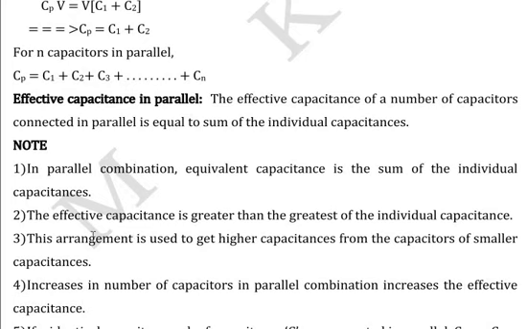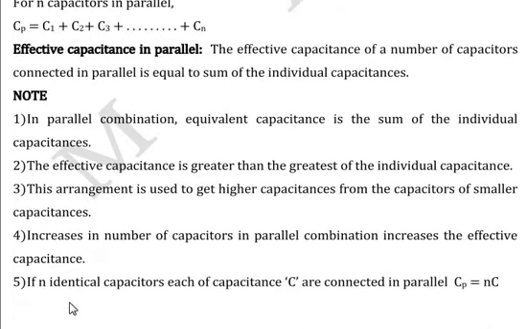So when do we depend on this arrangement? This arrangement is used to get higher capacitances from the capacitors of smaller capacitances. So whenever you are building a circuit, if the required capacitance is greater than the capacitance of the available capacitors, then you have to depend on parallel combination. If you increase the number of capacitors in parallel combination, that results in increase of the effective capacitance of the combination.